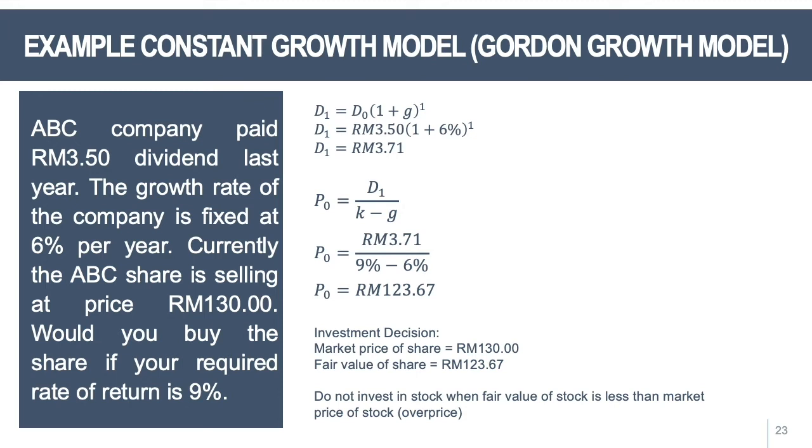So D0 given in the question is 3.50 times 1 plus 6%, the growth rate of the company, to the power of 1. So you get D1 equal to 3 ringgit 71 cents. So you plug the figures into the Gordon growth model formula. D1, 3 ringgit 71 cents, divided by required rate of return 9% minus growth rate of the company 6%. So you get 123 ringgit and 67 cents.